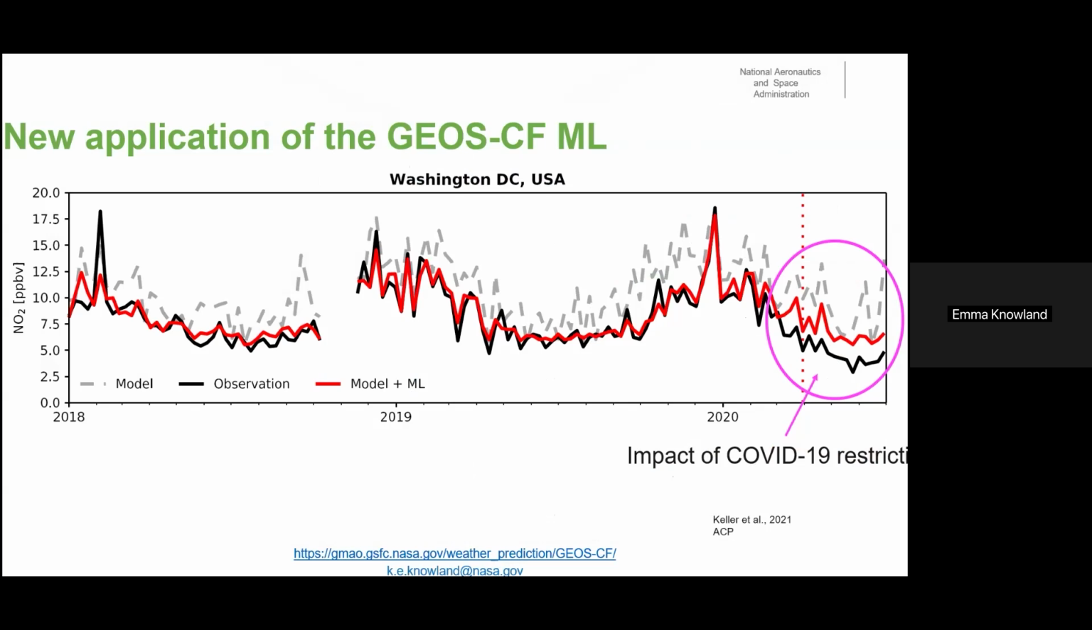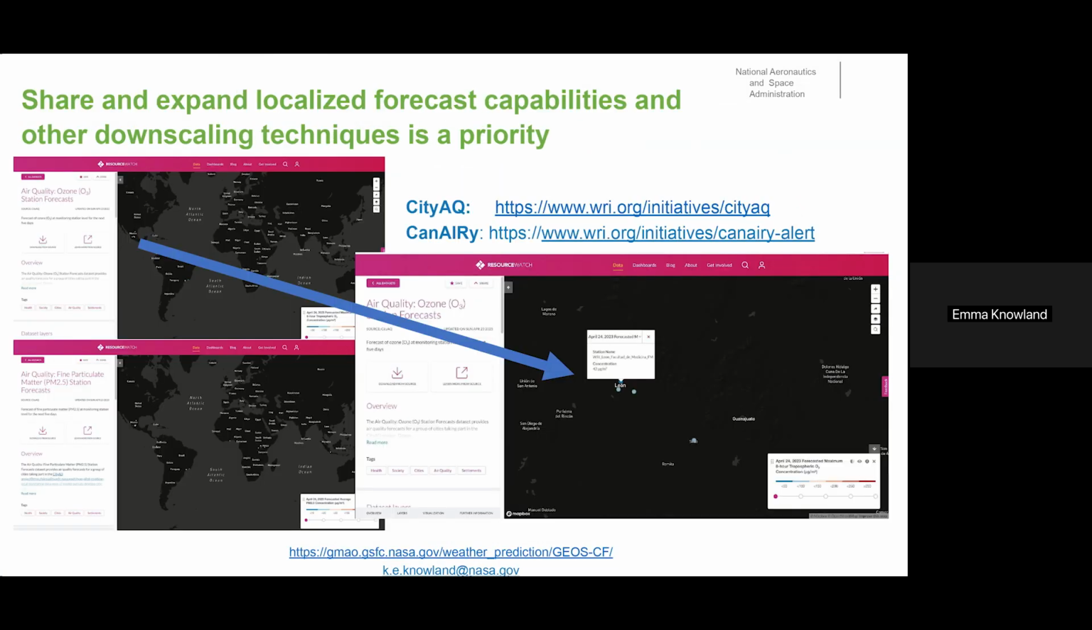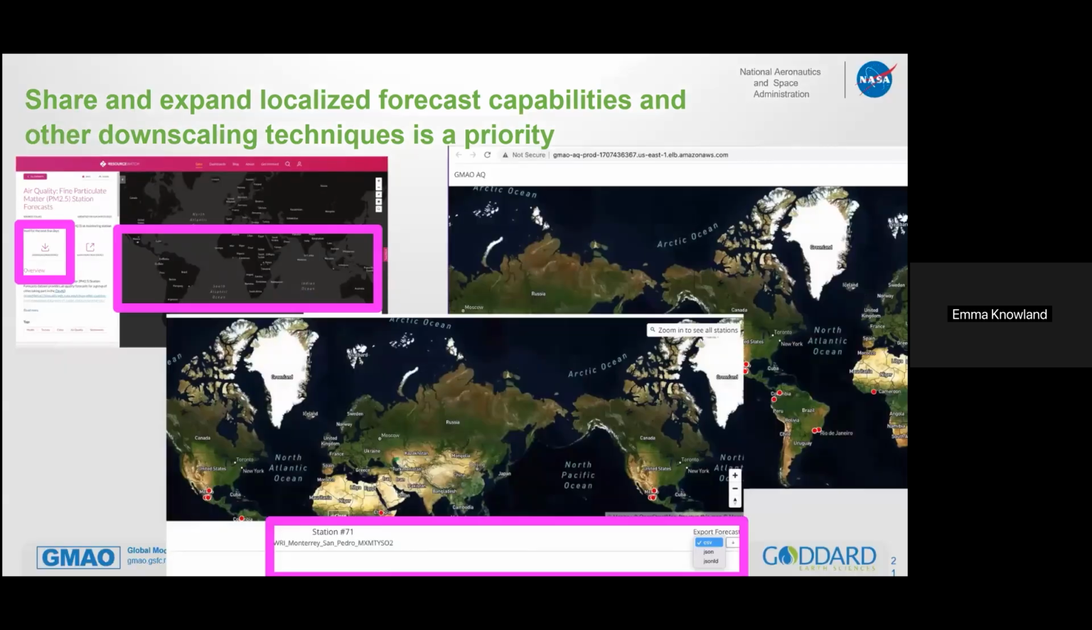as a result of the reduced emissions during the pandemic. And so the City AQ project, which started a few years ago following the collaboration between GMAO and WRI, we worked together to provide these bias-corrected forecasts for the first cohort of cities in Central and South America. These were provided on Resource Watch so that they became more easily accessible and easily visualized for air quality managers.